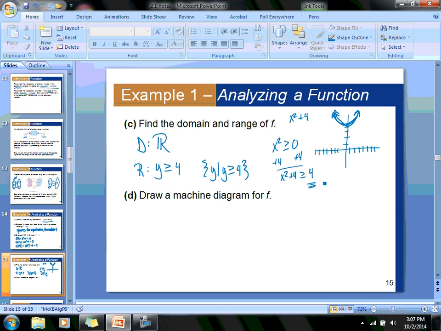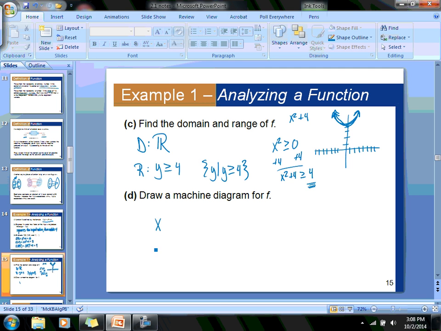And then they want us to draw a machine for this function. And you can draw that however you'd like. If you want to draw it like the little box that we saw in the first picture, or if you want to draw it with the little bubbles and the arrows, that's fine.